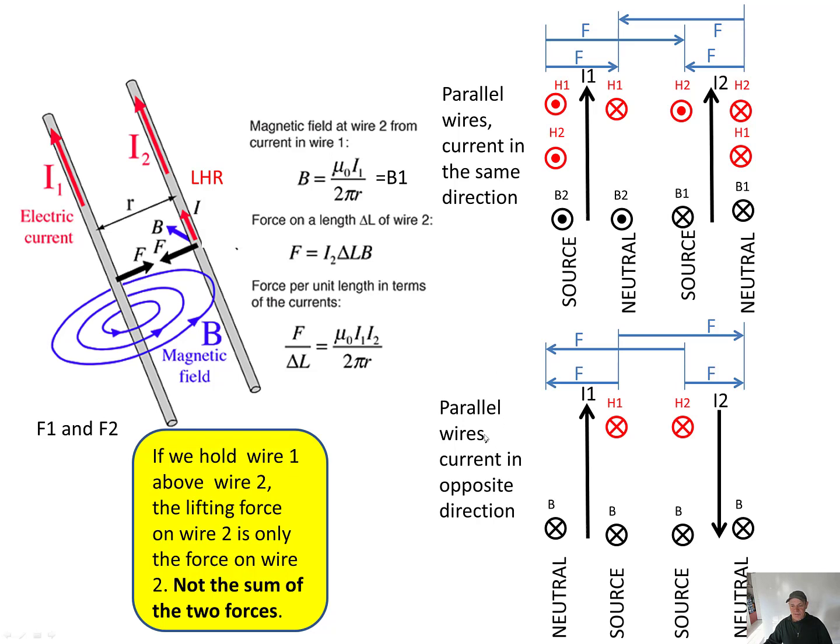Now for parallel wires with current in opposite directions, we have a higher concentration on the inside and lower concentration on the outside, so the force is to move the wires apart. It's away from each other.